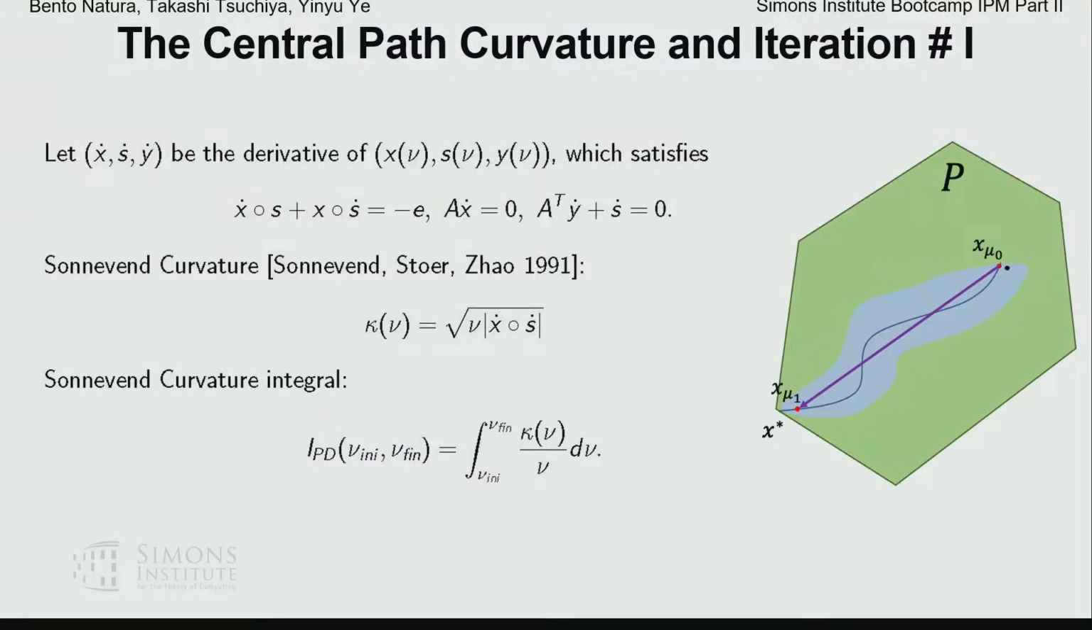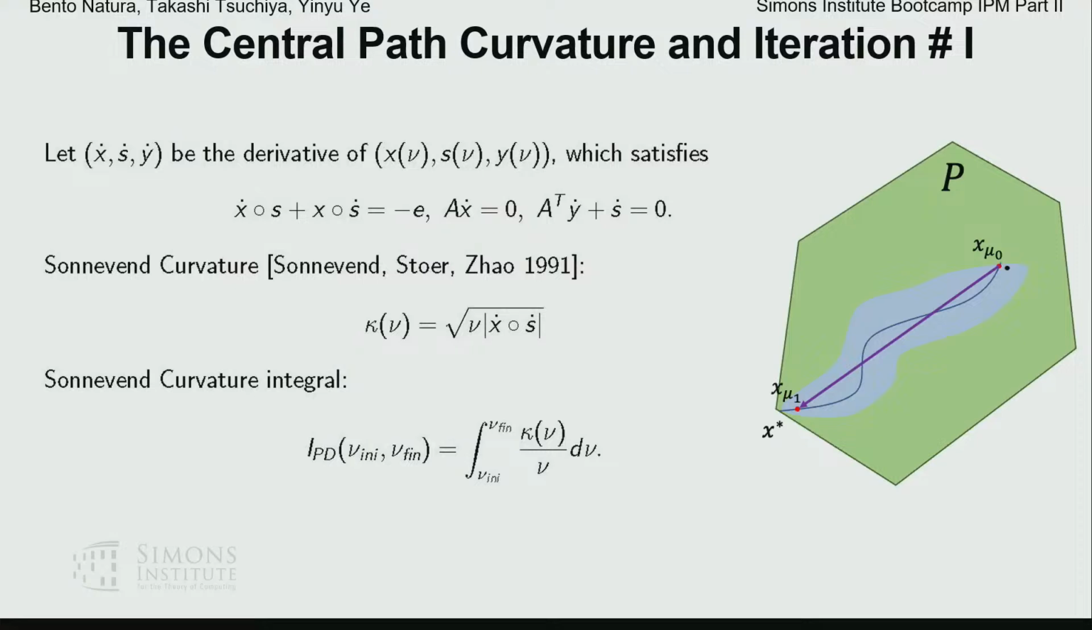So what's the coverage? As we said, I changed the mu to nu, whatever. It's the same thing, parameterized by nu. This is a central path point. Okay? So what you can do?